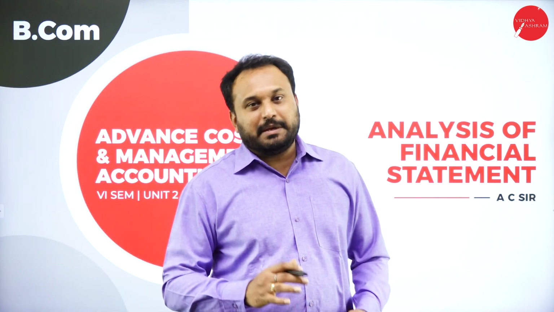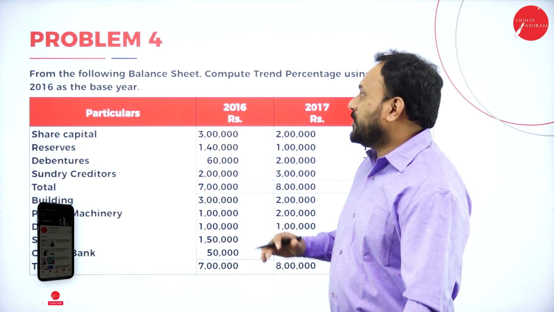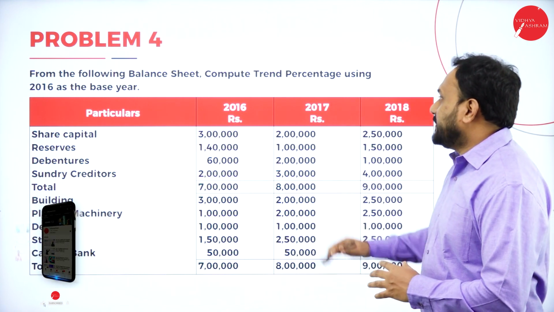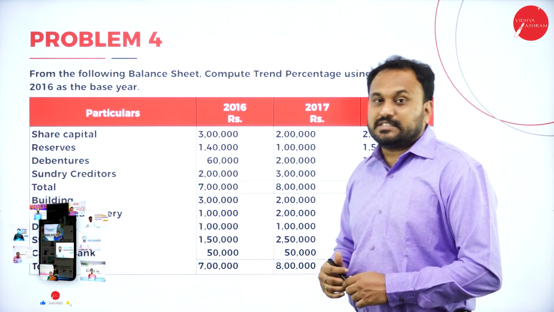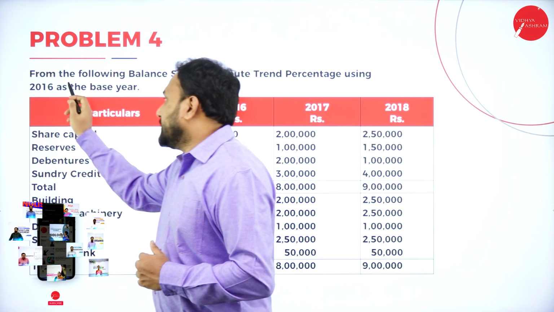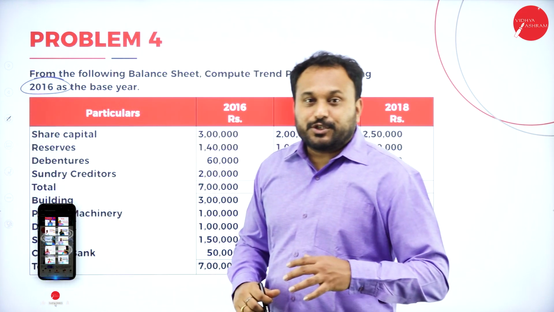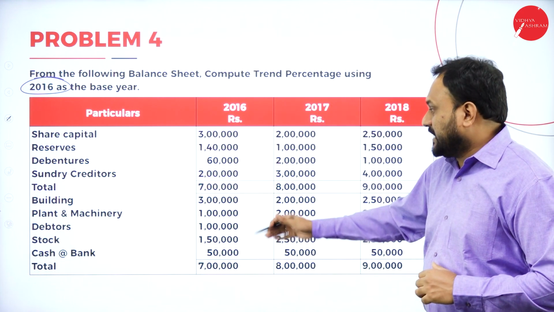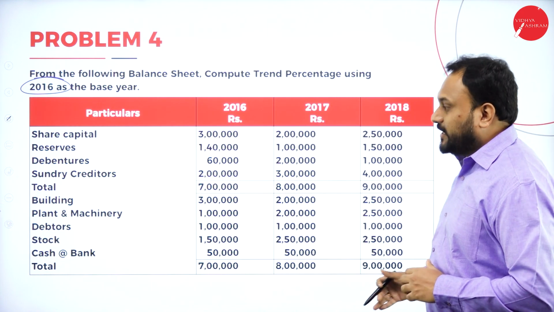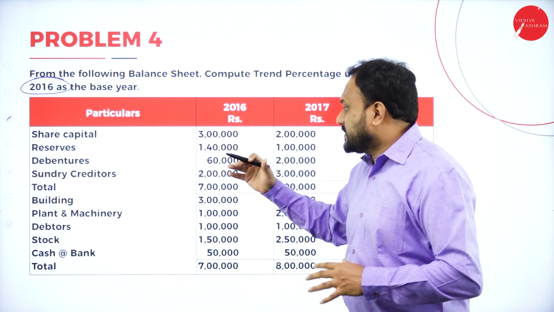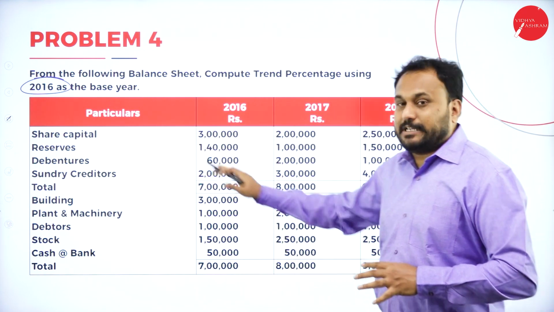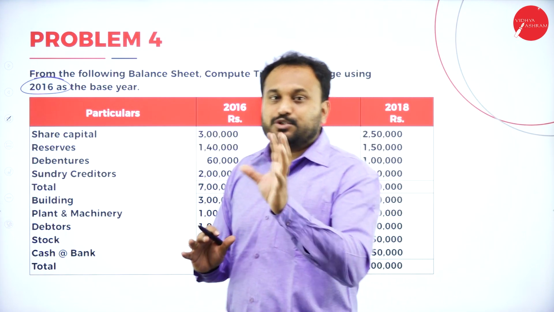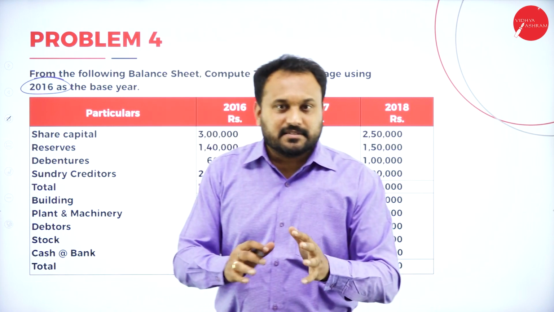We have this question paper problem: from the following balance sheet, compute trend percentage using 2016 as the base. See, in the last session also we went with the same kind of thing. 2016 was the base. Now we have 2016, 17 and 18. Whatever the question is, the numbers will change but the pattern is the same. The numbers will change here and there, the pattern is the same.